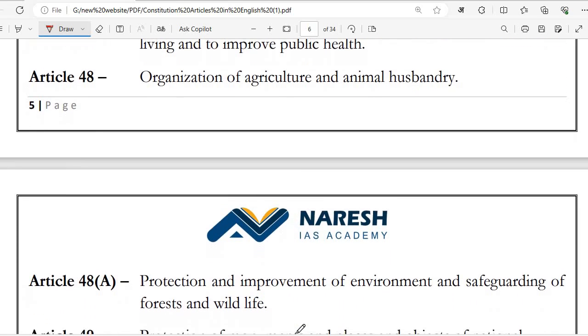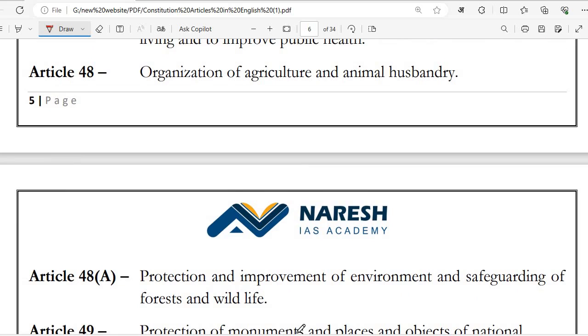Next, Article 48, organization of agriculture and animal husbandry. Agriculture policy and the policy for animal husbandry have been made by the central and state governments, so this is not a matter. Article 48A, added by the Indira Gandhi government in 1976 through the 42nd Amendment, provided protection and improvement of the environment and safeguarding of forests and wildlife.